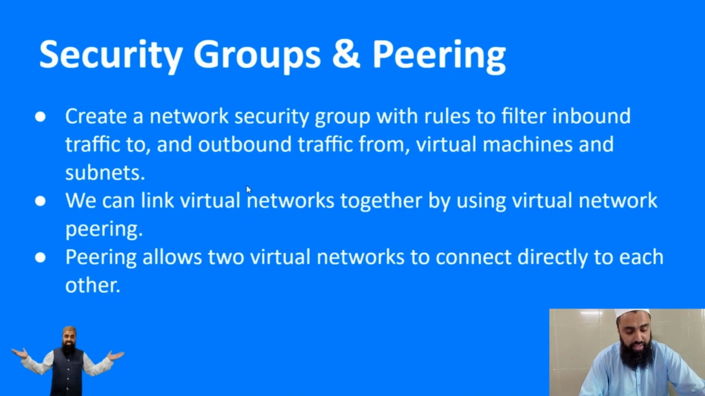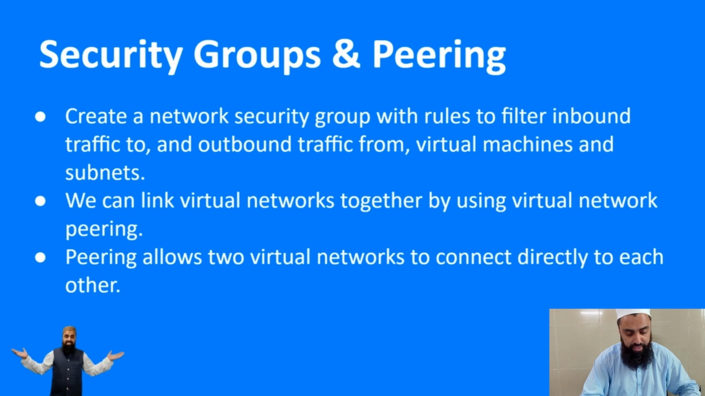After that, guys, we can use security groups and peering. The security groups are actually virtual firewalls. We can block certain ports, we can block IP addresses, malicious IP addresses, using security groups. We can create network security groups with rules to filter inbound traffic and outbound traffic from virtual machines and subnets. Just like I told you, security groups are virtual firewalls. They will filter the network traffic. Every malicious traffic would be filtered coming in or out from our virtual machines.